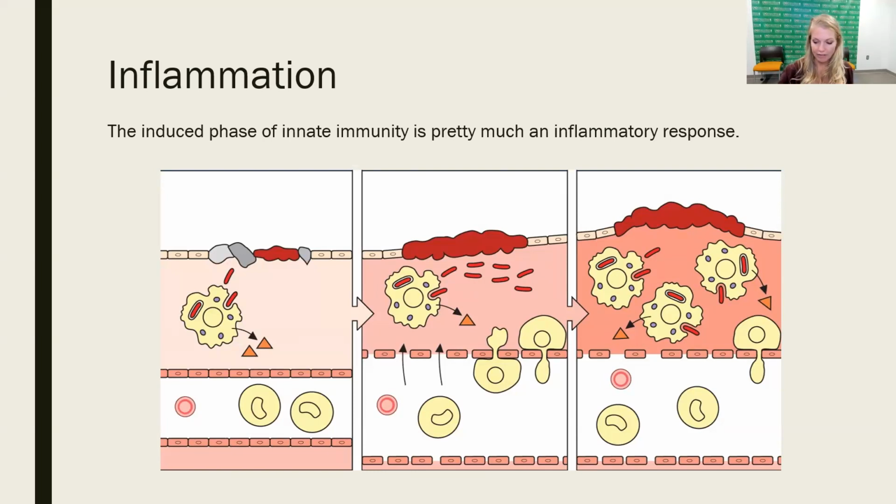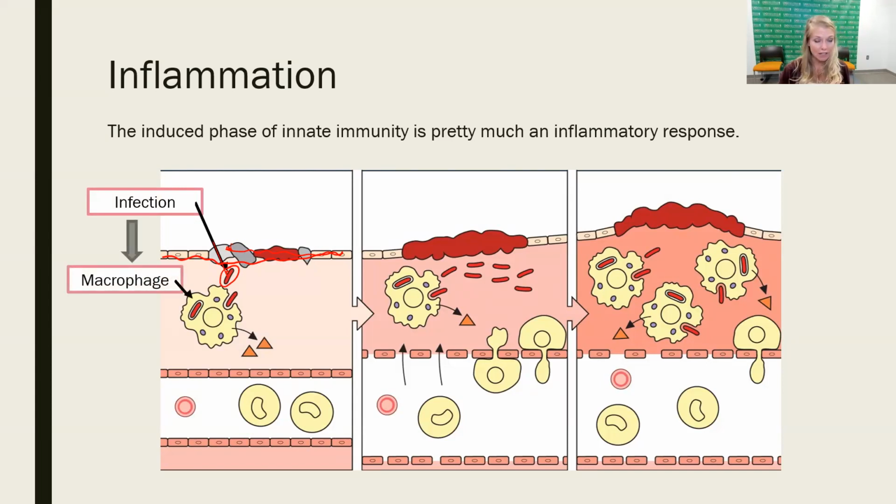And so the first thing that happens here, in the first frame, is we have some sort of infection. So somehow there is a break in this epithelial layer and pathogens are able to get in. So these little red guys are considered bacteria in this diagram. Okay, so when the pathogen gets into the skin, or getting into the body tissue, we call that an infection.